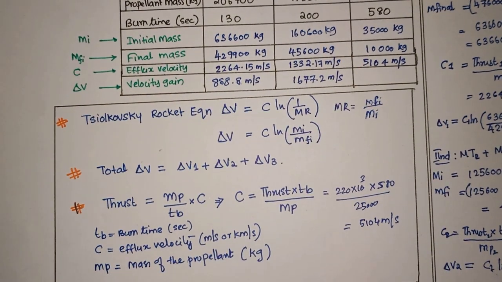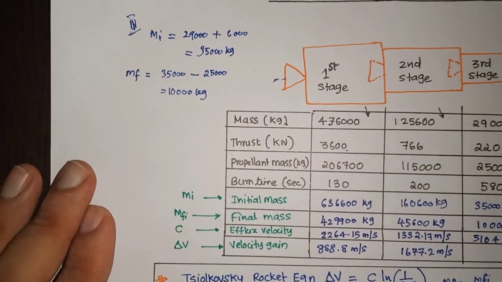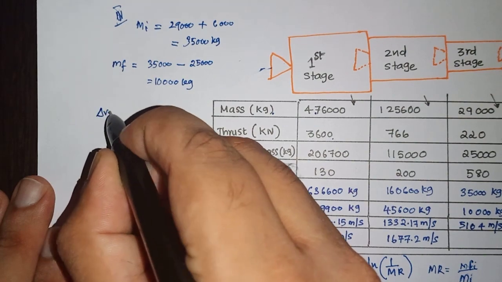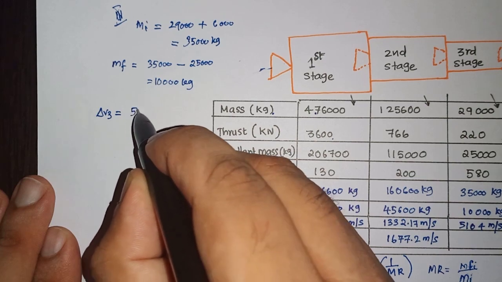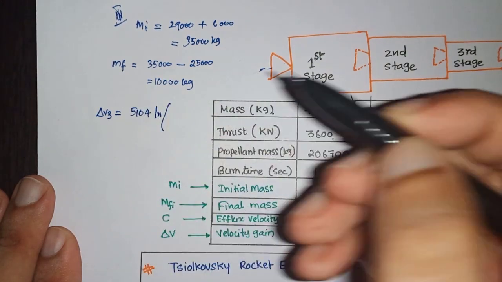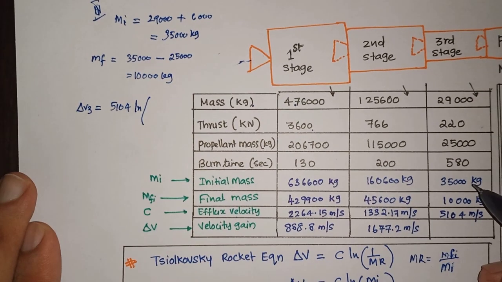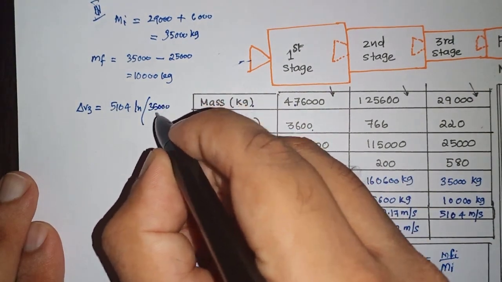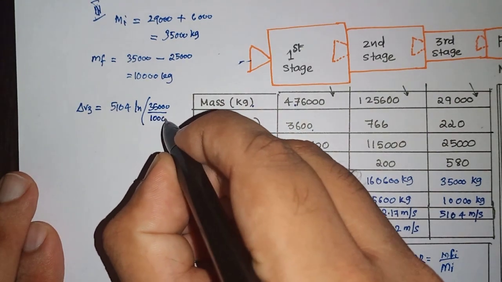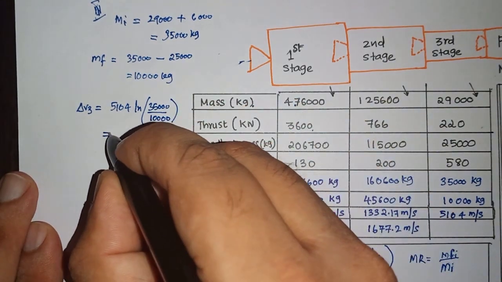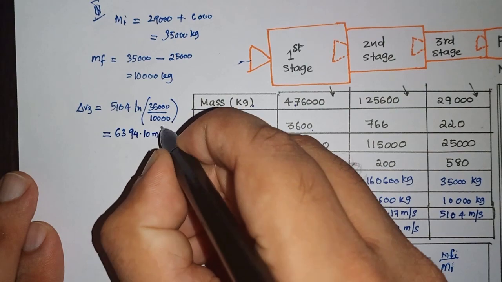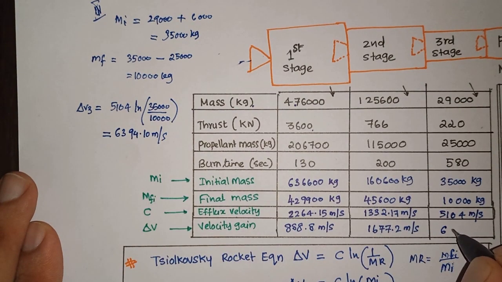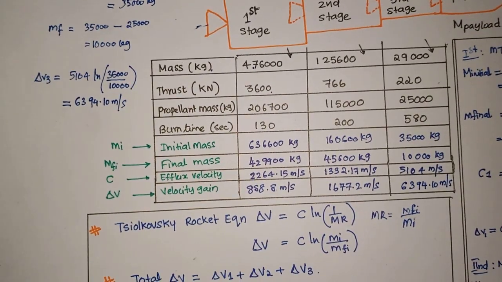Okay, and what is going to be the delta V value for the third stage? It's simple. So delta V3 is going to be equal to C3 times the logarithm of the initial mass over the final mass. C3 is 5104, the initial mass is 35,000, divided by the final mass of 10,000, 4 zeros we have. Okay, so this will come around a much higher value, 6394.10 something. Now you can start filling here, 6394.10 meters per second.